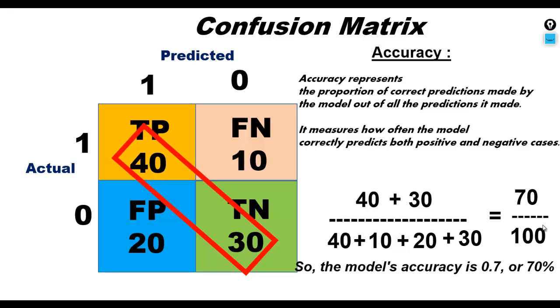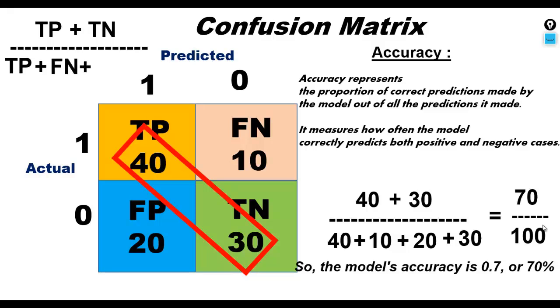So as I said, accuracy means out of all the samples available in the data set, how many samples are correctly predicted. So we can write the equation for accuracy like this: TP plus TN, our correctly predicted samples, divided by all the samples available in the data set, so TP plus FN plus FP plus TN. So this way we can calculate accuracy for our model in case of binary classification that you can see over here. Hope all of you are clear with accuracy.